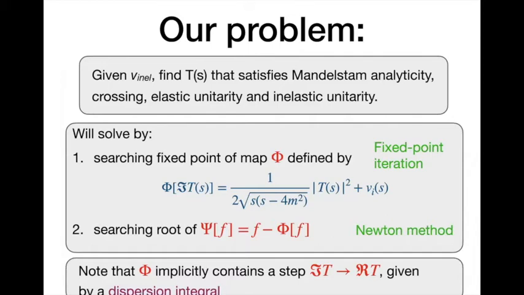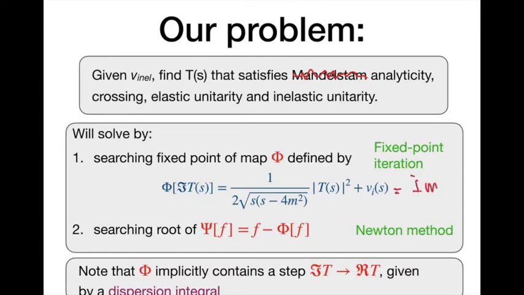The problem, just to state it in boldface almost, is the following. Given this V in L, the yellow thing, find an amplitude that satisfies analyticity, so the cuts, like I said, crossing and unitarity. We will solve numerically in 2 different ways. The first one is going to be to find the fixed point of this map phi, where phi of int is given by this, and at the fixed point, phi of int is equal to int.